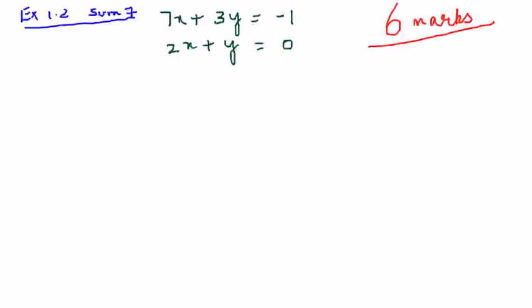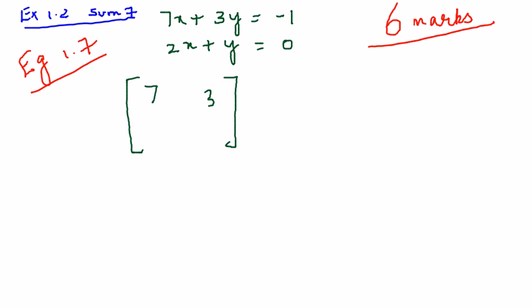So this is similar to your example 1.7. This is an exercise sum, but similar to example 1.7. Two simultaneous equations are given which we have to solve using matrix inversion method. So what do we do? We write the coefficients of x and y in a matrix first. So it is 7, 3, 2 and 1.